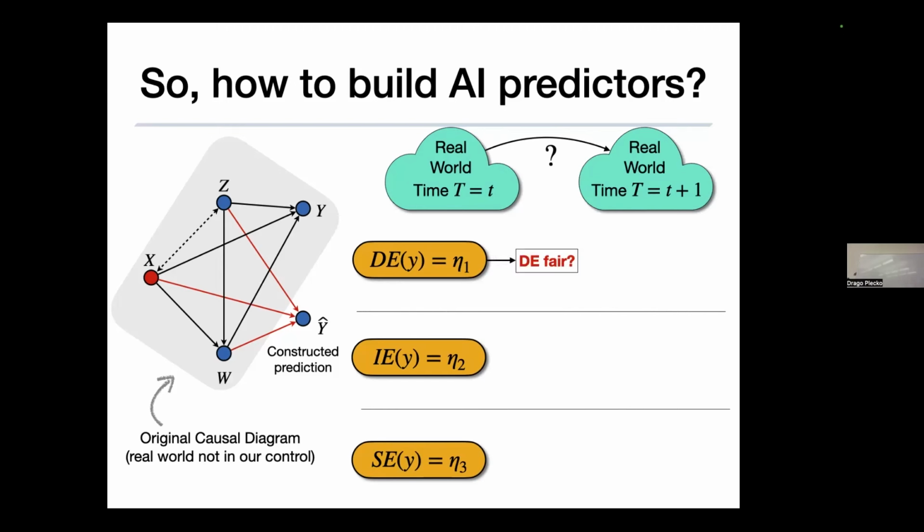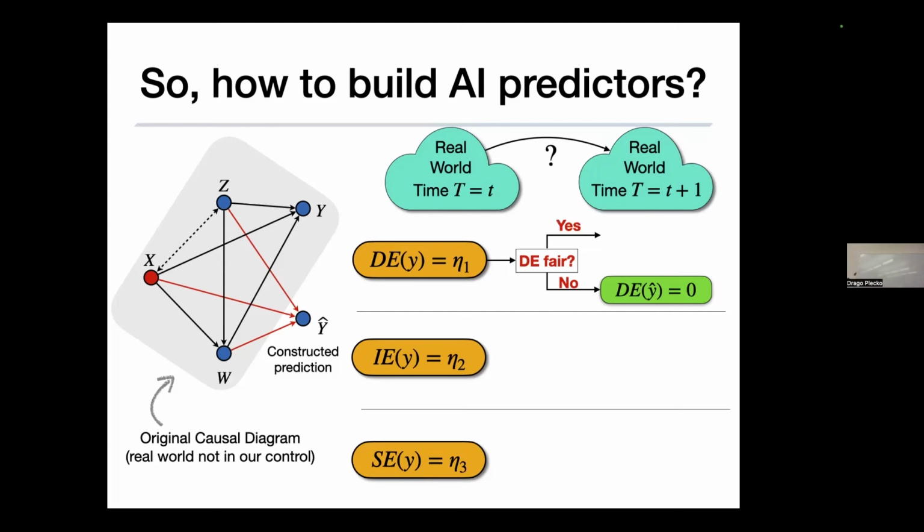So the first thing we do, we ask whether the direct effect is considered to be discriminatory or not. If it's not considered to be fair, if it is discriminatory, in the future time step we want the direct effect of X on the Y hat, the predictor, to be equal to zero. So this means eliminating an effect that we don't like.